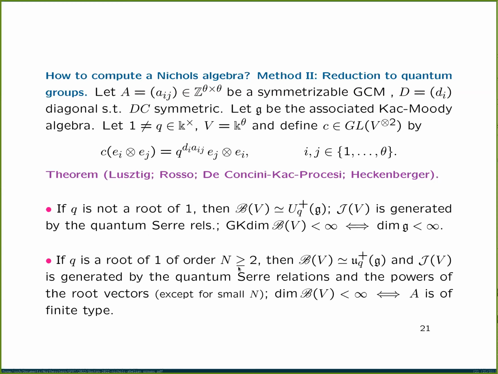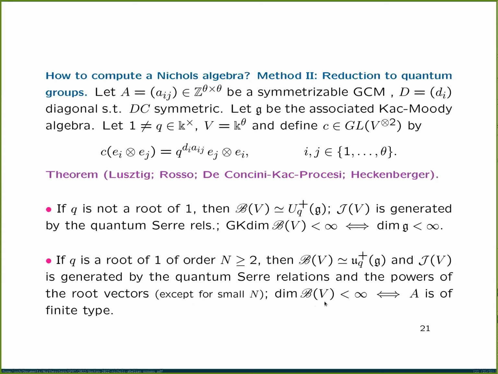And in this case, B(V), at least when this can be defined, is U_q^+(g). This is a positive part of the small quantum group. And the ideal is generated, again, by the quantum Serre relations, but one has to add the powers of the root vectors, except for small n, for n equal to 2, for instance, you can do that, but the relations are more complicated.